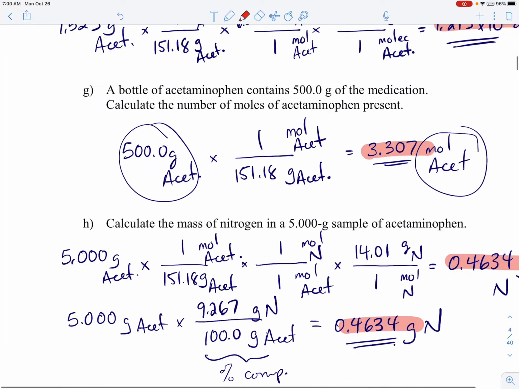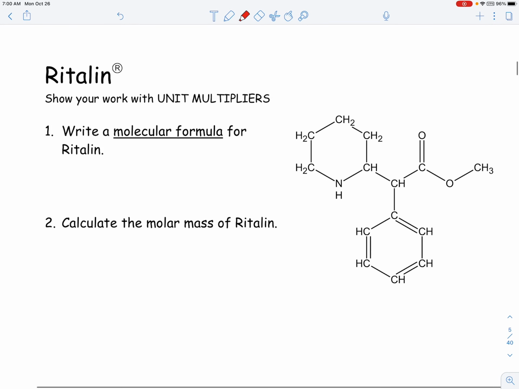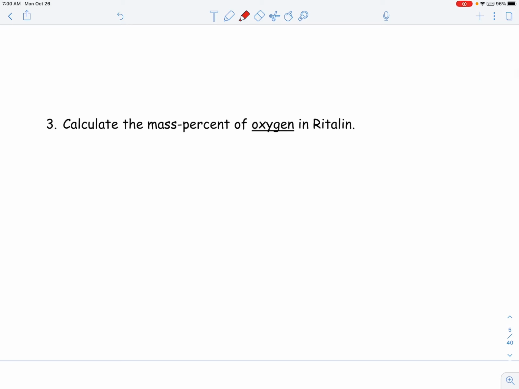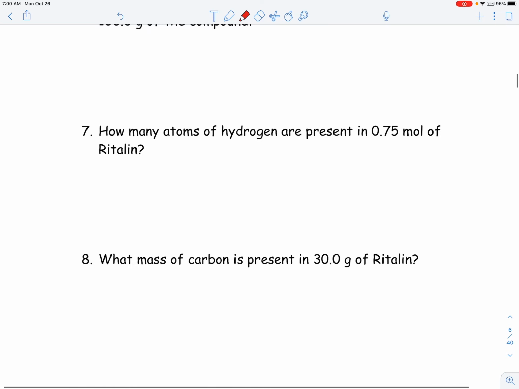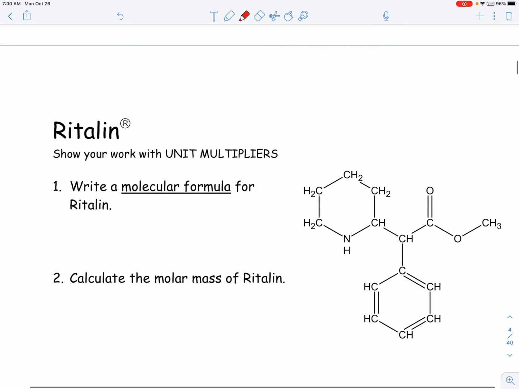All right, so that was the acetaminophen worksheet. I hope that makes some sense to you. I want you to try next the Ritalin worksheet, which comes next. It's very similar to the one we just did. You'll start by writing the molecular formula of Ritalin, finding the molar mass. It asks for the percent composition only for oxygen, so you don't have to do all of the elements. And then there's some questions just like the ones we were doing for acetaminophen.